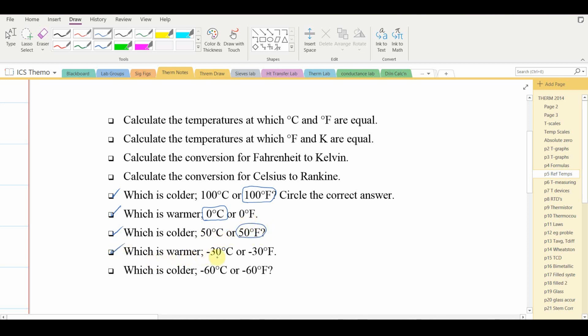Which is warmer, minus 30 degrees Celsius or minus 30 degrees Fahrenheit? Any temperature above minus 40, Celsius is hotter. So minus 30 Celsius is hotter than minus 30 Fahrenheit. Which is colder, minus 60 Celsius or minus 60 Fahrenheit? Any temperature below minus 40, Celsius is colder.